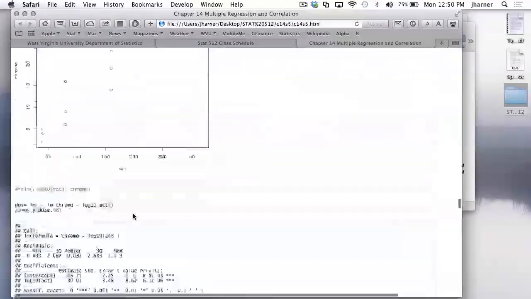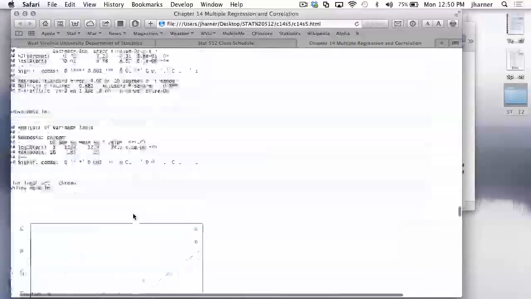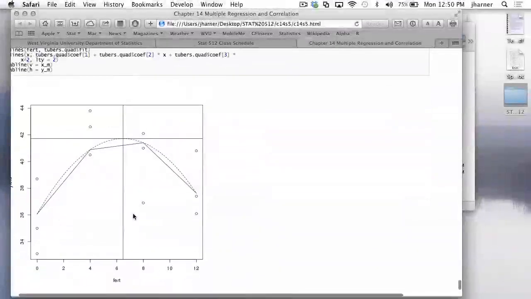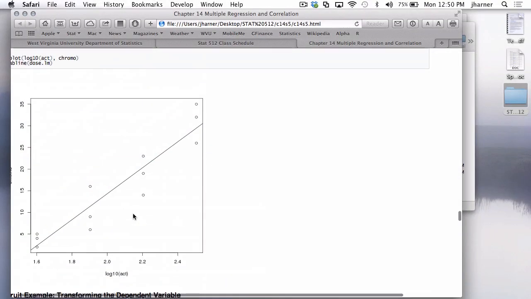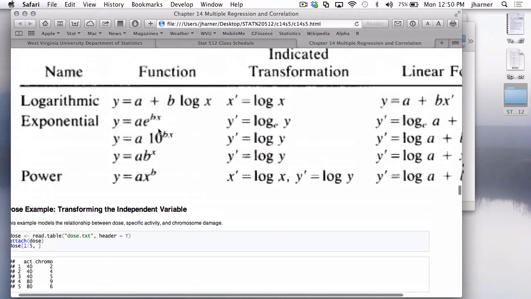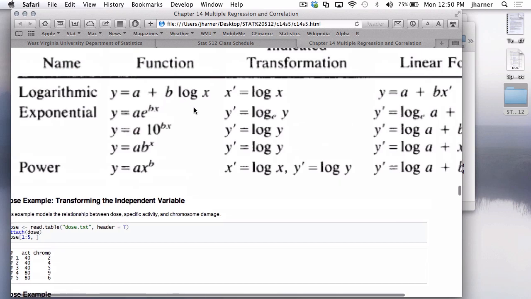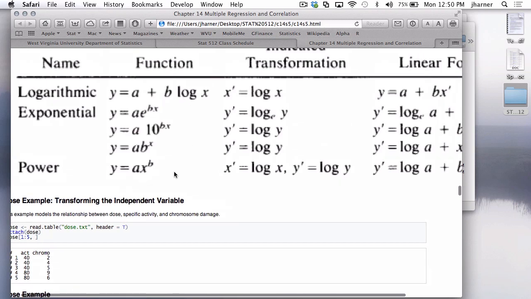We talked about transformations. And that can transform the y or one or more of the x's, or both y and x's. And if you look at this graph here, it gives you some indication. For the logarithmic, we typically transform the x. For the exponential, we typically transform the y. And for the power, we may transform both x and y. So you might take a look at that.